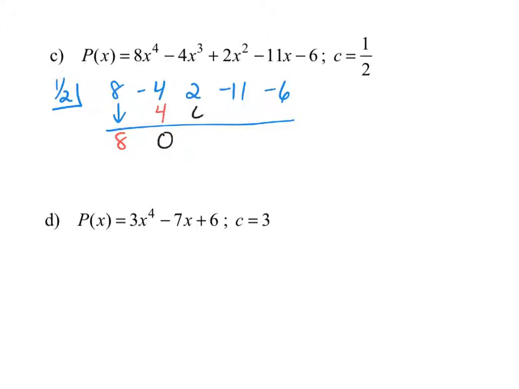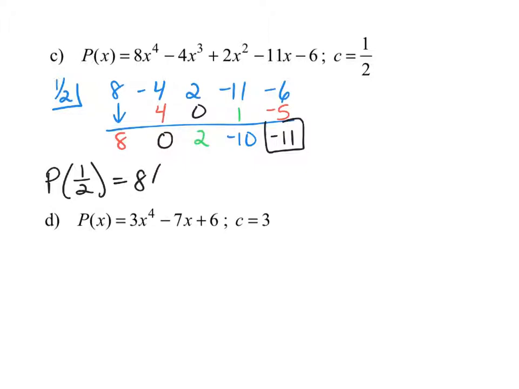0 times 1/2 is 0. We add those together to get 2. 2 times 1/2 is 1. Add those together to get -10. -10 times 1/2 is -5. Add those together to get -11. So -11 is the answer if we were to evaluate this polynomial when x is equal to 1/2.